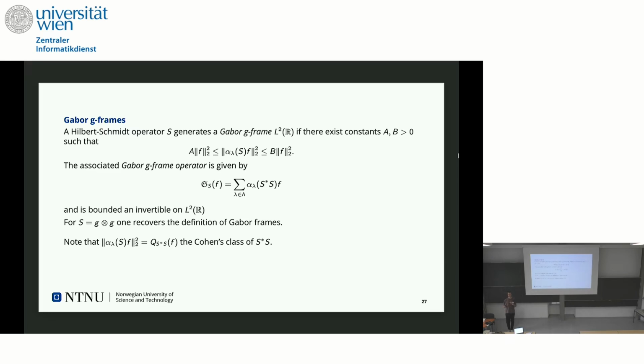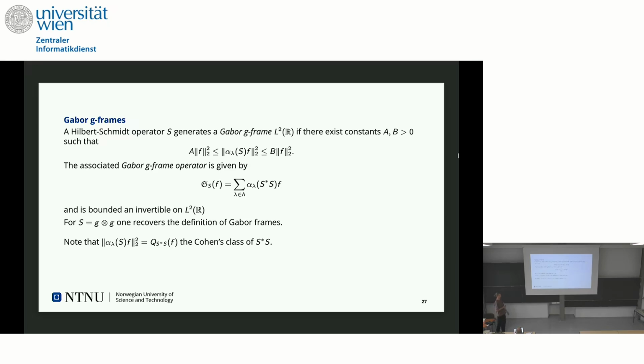Now, instead of just looking at the inner product between the frame and our function of interest, we consider some general operator acting on that function. So we ask for the same frame bounds, A and B, but now we just have translations of some operator acting on F. And obviously, for a rank 1 operator, this is going to give us precisely the Gabor frame condition.